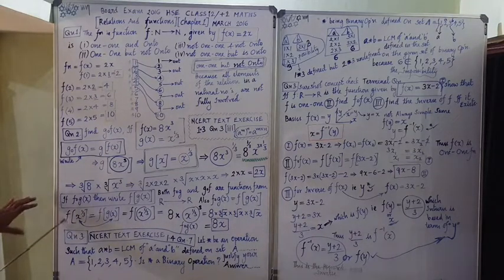This thing, f of x cube. What have I written over here? f of g of x, I can write it like this.